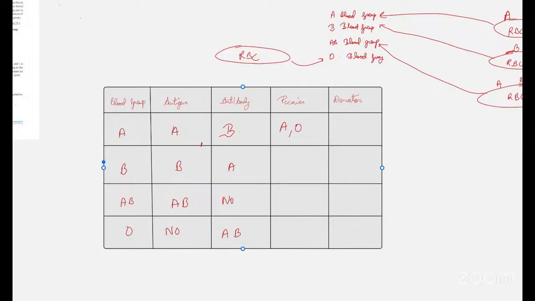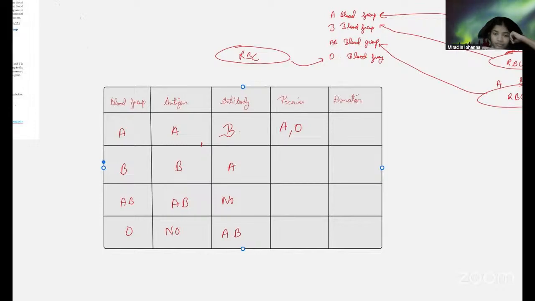O is a universal donor, right? Yeah, O is universal donor. We will explain why O is universal donor. It's because they don't have any antibody, and no antigen either.